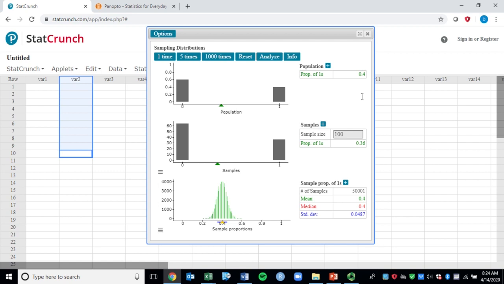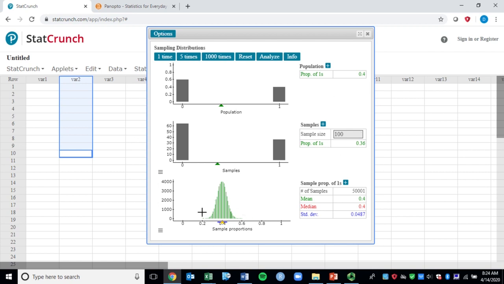Then we have to multiply n times 1 minus p. So 100 times 1 minus 0.4, which is 0.6, right? So 100 times 0.6 is 60. Is that greater than or equal to 15? Yes. So both of them are greater than or equal to 15, so the central limit theorem applies.